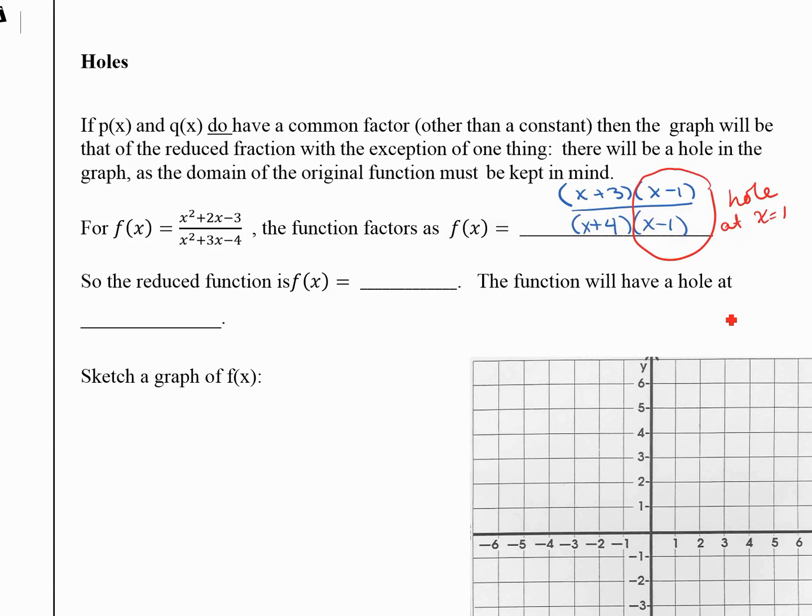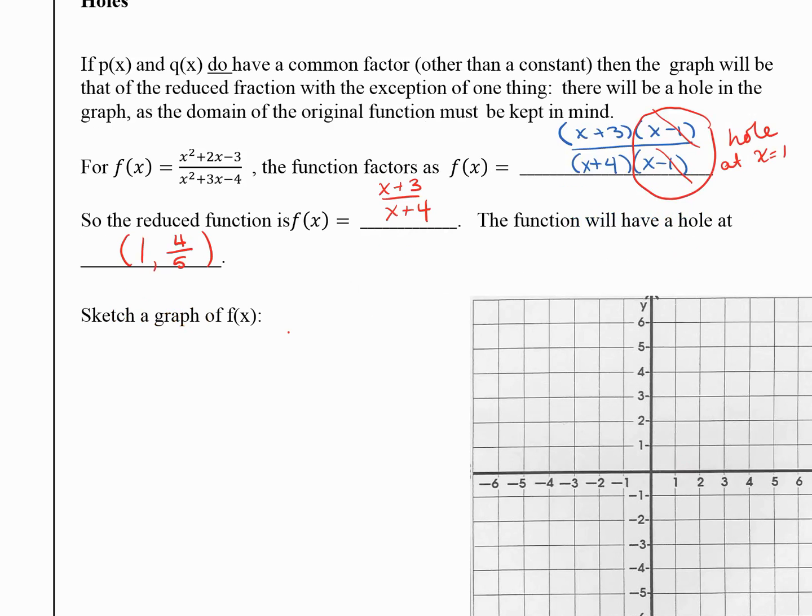Now we still need the y value. So here down below we're going to answer the function will have a hole at 1 comma, and we still need a y value. Now to get the y value, we're going to look at the reduced function. So what happens when you cancel out these factors, and so that'll just be x plus 3 over x plus 4. And to get the new y value of where the hole will be, we'll plug 1, our x value, into that. So in the numerator we'll have 1 plus 3, which is 4. In the denominator, 1 plus 4 is 5. So our hole will be at 1, 4/5. So kind of have to estimate, but we'll have a hole there.